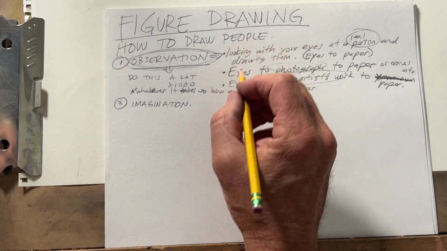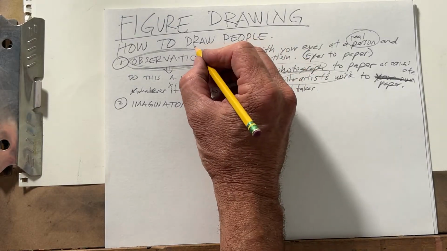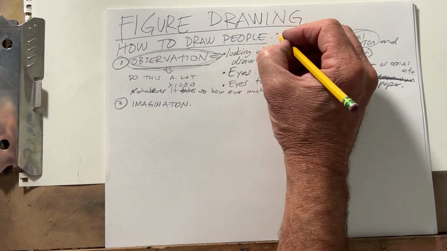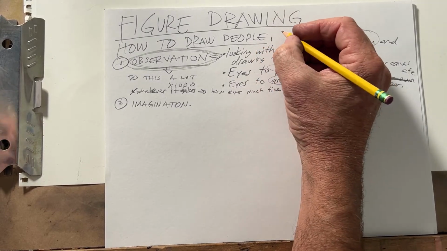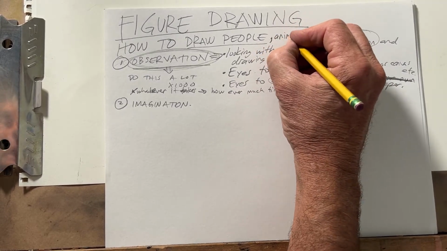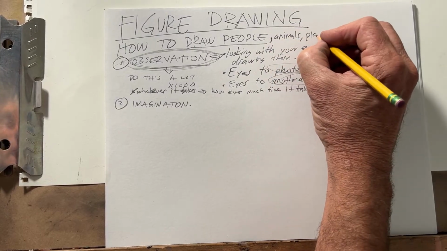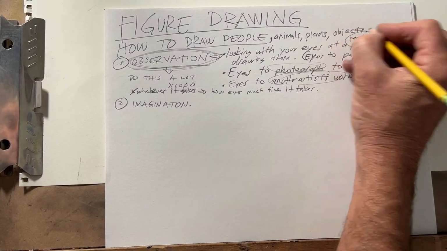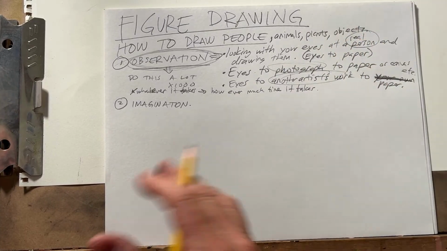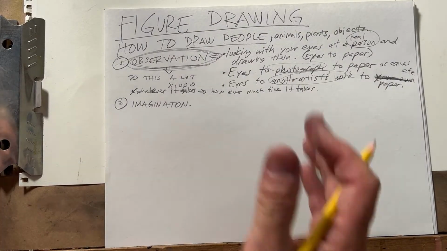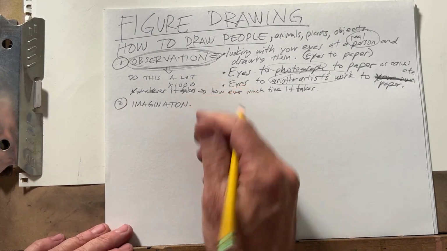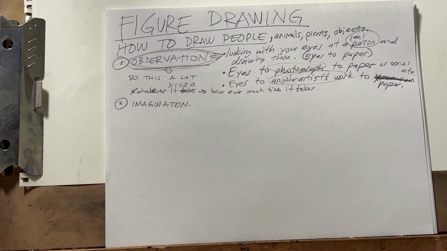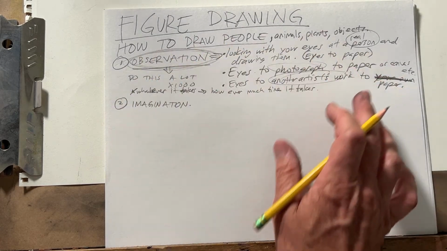Now, what I'm telling you doesn't only apply to drawing people. It applies to the standards that I talked about before: people, animals, plants, objects, okay? Anything in nature, human-made, same thing. So then we got imagination. And there we go. We're done. Just kidding. We're just getting started. But I want to make that kind of clear, okay?